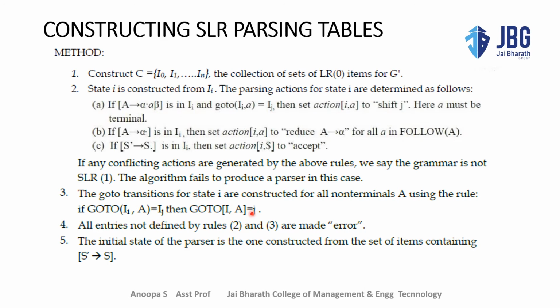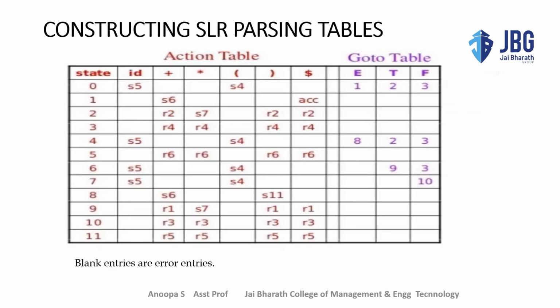Now all entries not defined by the rules are made error, and the initial state of the parser is the one constructed from the set of items containing S dash giving S dot. Okay, so this is how we construct the action and goto in the parsing table. You will understand more when we go to the example.